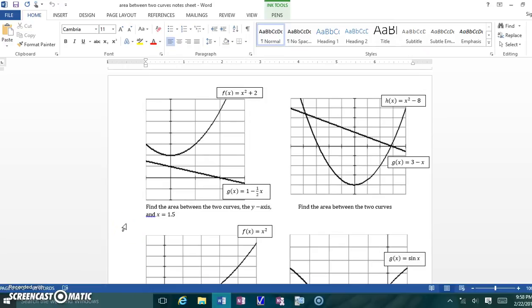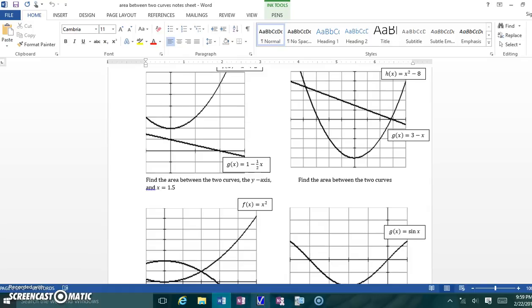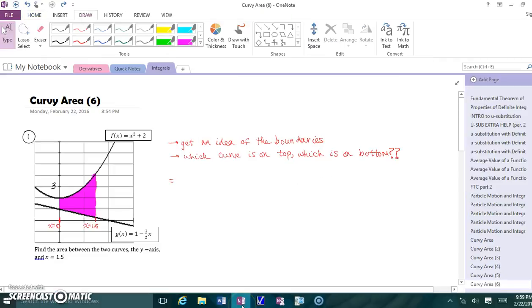This video is a continuation of Curvy Area Part 1. So in this video, we're going to be doing these 4 examples together. And then next time I see you, or on Friday when I see you in class, I'll be practicing problems somewhat similar to this. So let's start with example number 1.